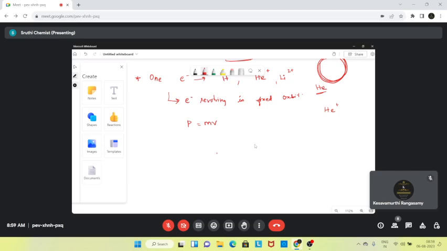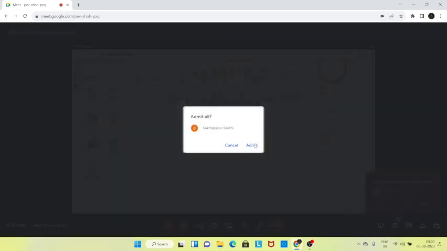Here we will be discussing angular momentum. For angular momentum, the formula is mvr, where r denotes the radius. Why are we discussing angular momentum? Take hydrogen: hydrogen has only one electron, so the electron will be present in the first orbit. But hydrogen has many orbits, infinite orbits.